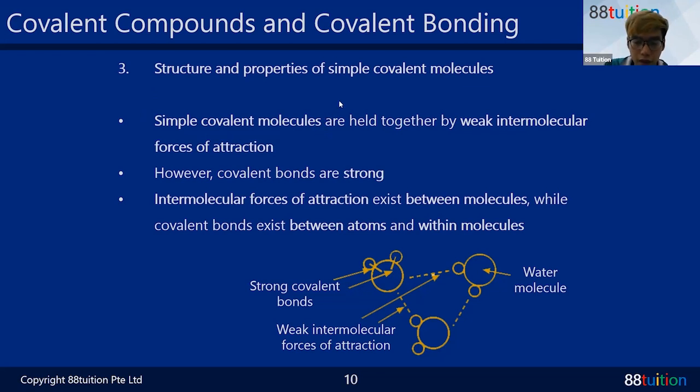Ionic is strong electrostatic forces of attraction, which means it is attraction between your plus charge and your minus charge. Here you don't have plus and minus charge. All of them don't have charged particles. They are only sharing electrons, right? So when they come close to one another, they start to attract each other, and this attraction is weak.